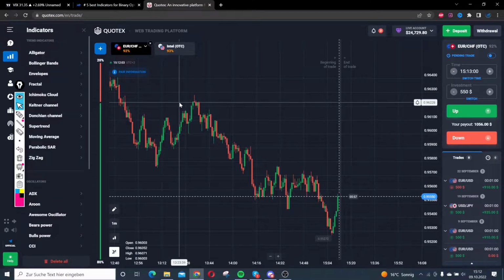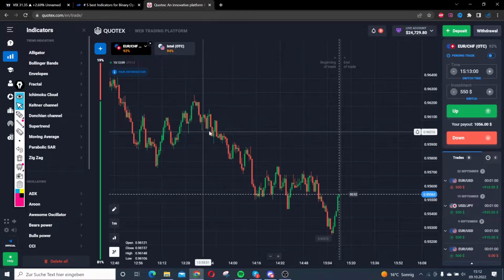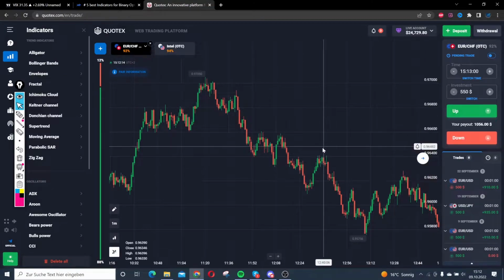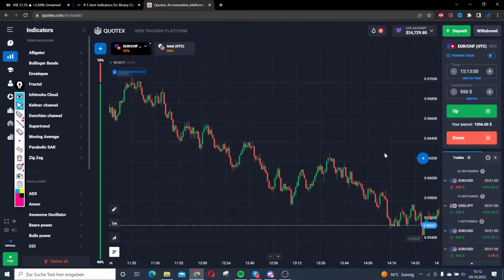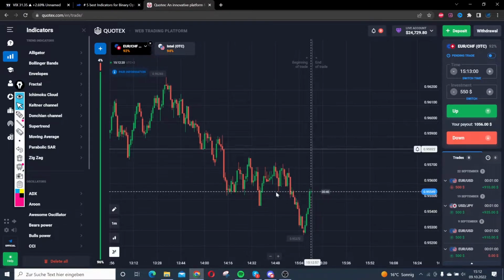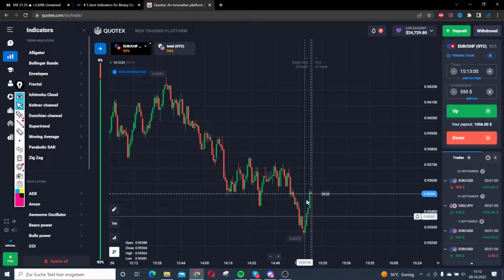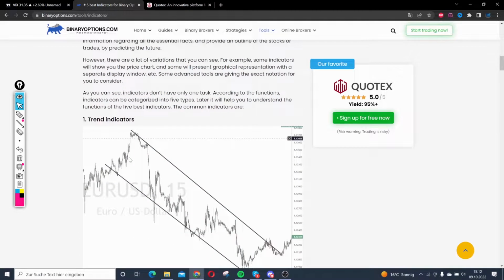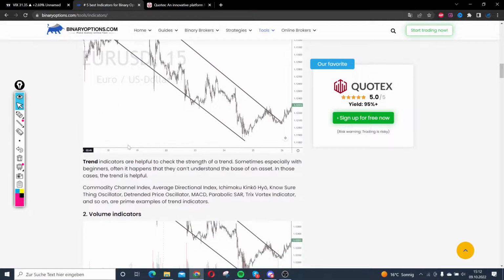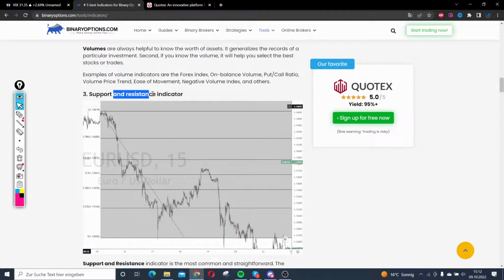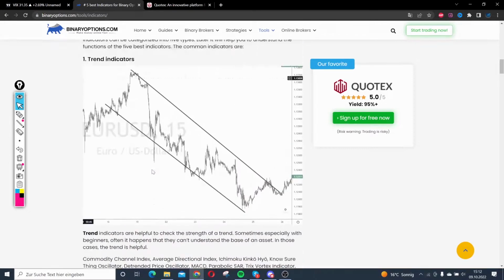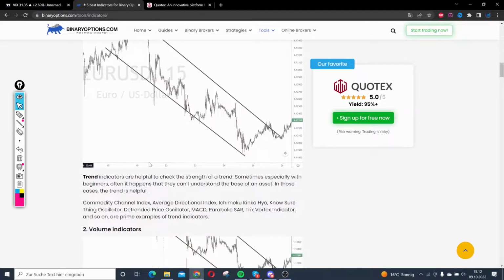So most of the time an indicator is a mathematical formula which analyzes the chart for you. The indicator has this formula and calculates the price movement of the past and shows you the indicator sign here in the direct price direction. So I want to talk about different indicator types. Here you see we have trend indicators, volume indicators, support and resistance indicators, volatility indicators and momentum indicators. For example, a trend indicator would be a moving average.